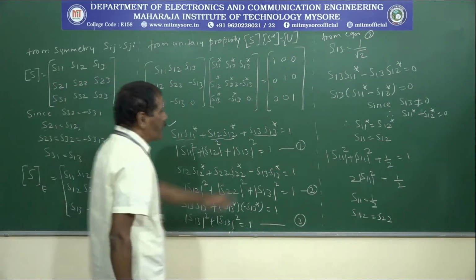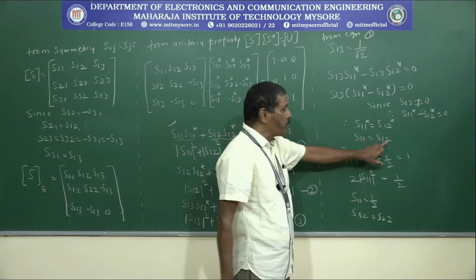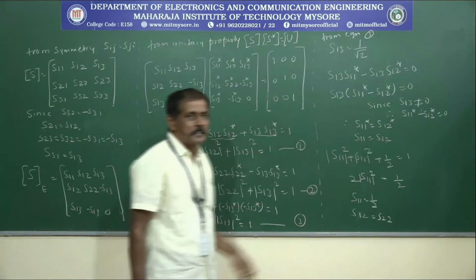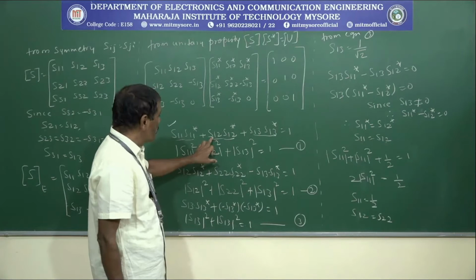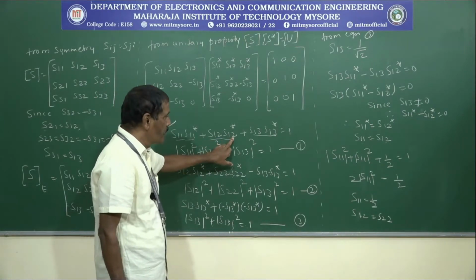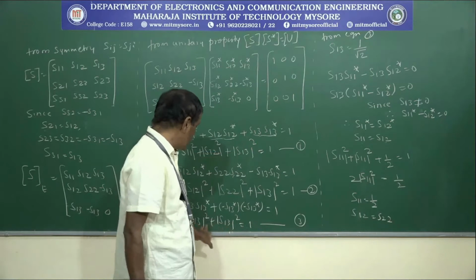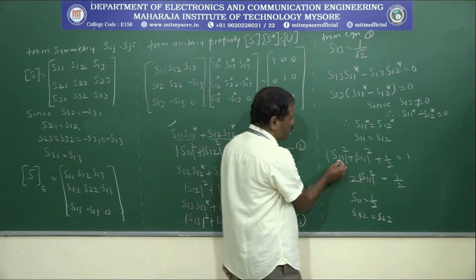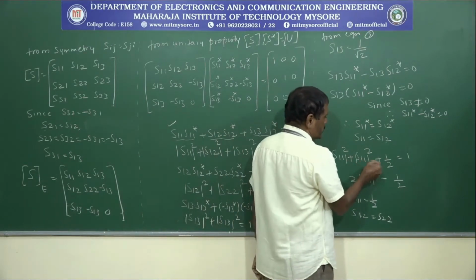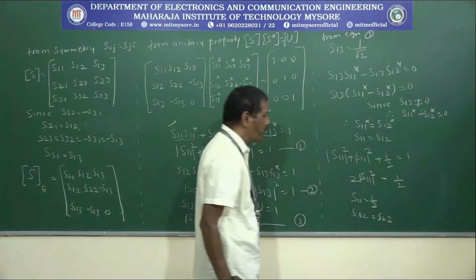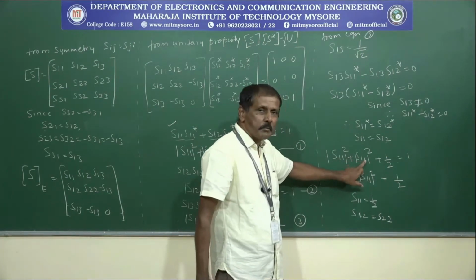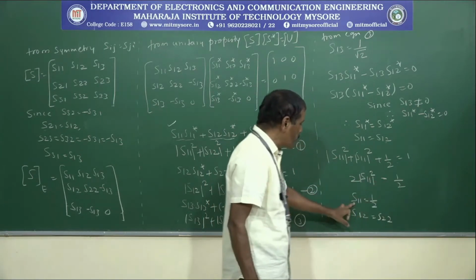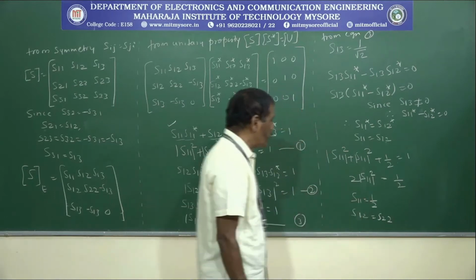Now as S11 equal to S12, in equation number 1, wherever S12 is there, you can replace it by S11. So then it is going to be S11 and S11. And you already calculated the value of S13 here. Now substitute these values in equation number 1. Then I am going to get S11 square plus S11 square plus 1 by 2 is equal to 1. So S11 square plus S11 square equal to 2 S11 square. 2 S11 square is equal to 1 by 2. So therefore S11 equal to 1 by 2.